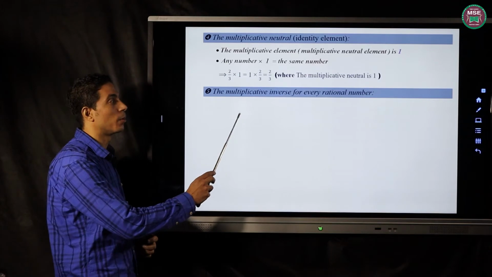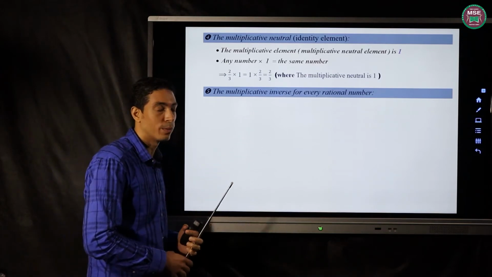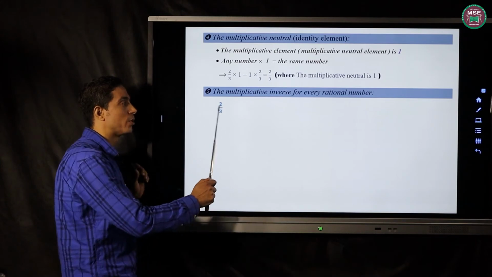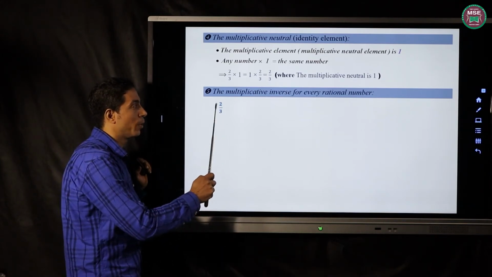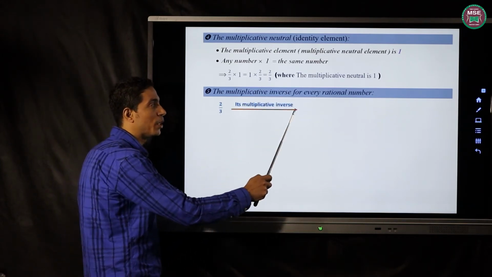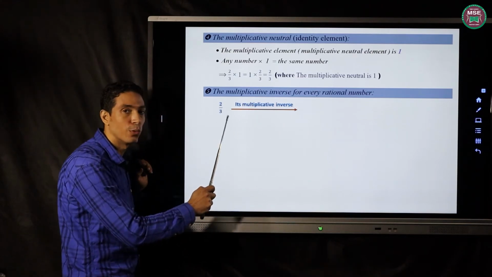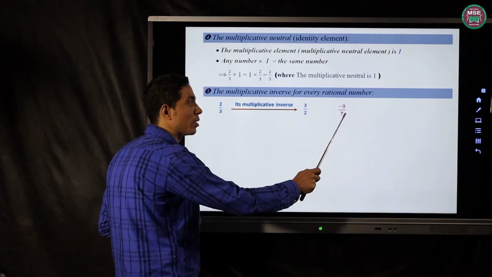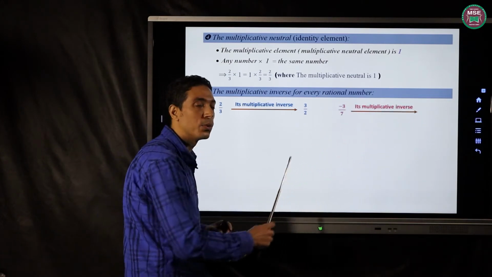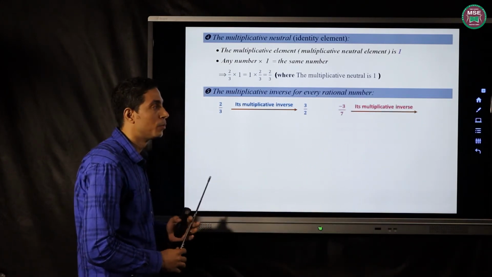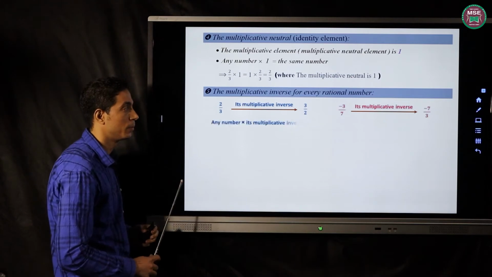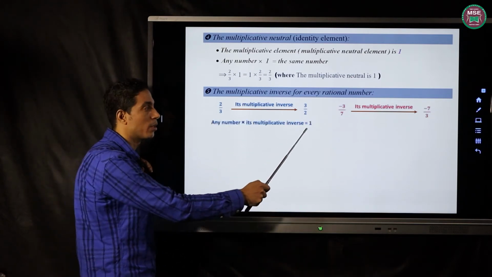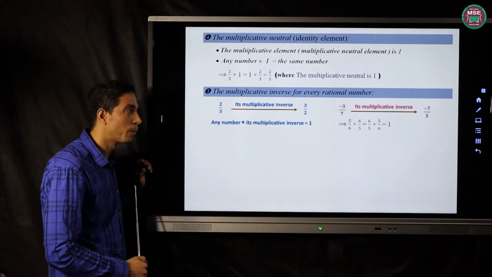Number 5, the multiplicative inverse of rational numbers. In the multiplicative inverse, we swap the numerator with the denominator. For example, 2 over 3, its multiplicative inverse will be 3 over 2. And negative 3 over 7, its multiplicative inverse will be negative 7 over 3. Any number times its multiplicative inverse, the result must equal 1.